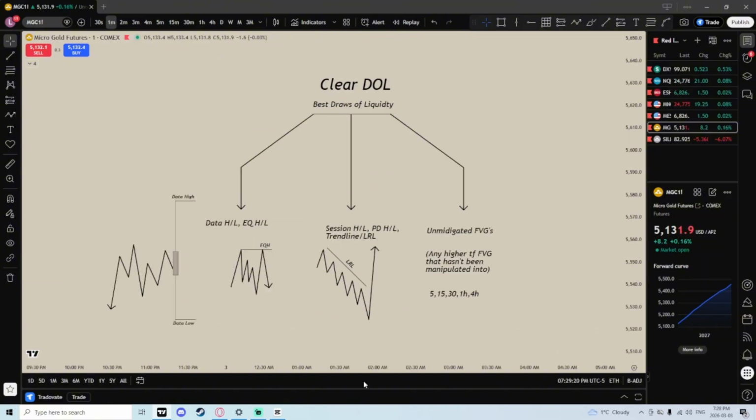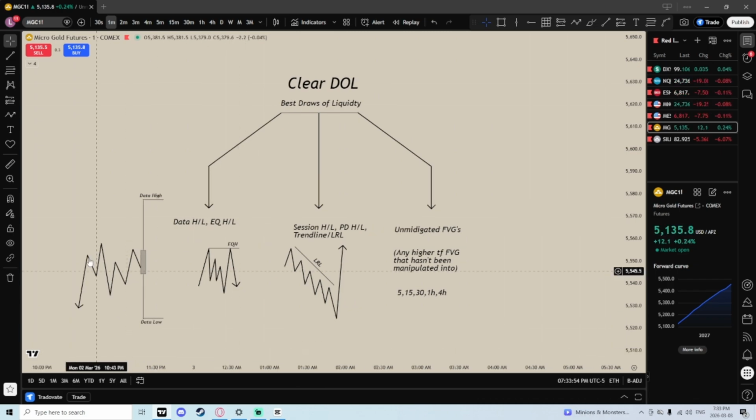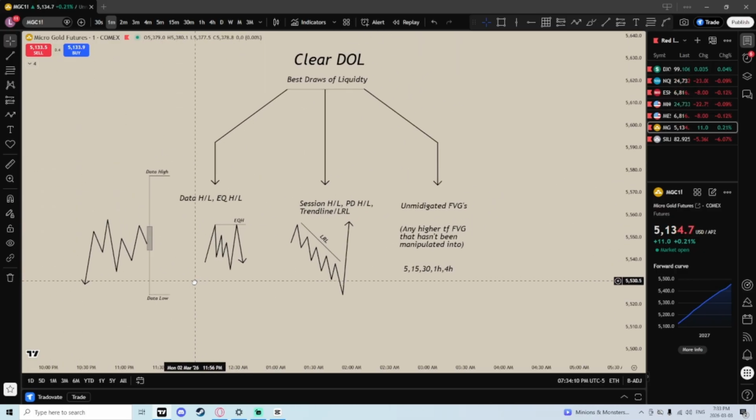The last key to this very, very simple strategy is having a clear draw on liquidity, and this is the most important part of the entire thing. If you don't have a clear draw on liquidity, you don't have a setup. Coming up first on the left, we have data highs and lows and equal highs and lows. So what a data high or low is, when we have high impact news, we will likely leave these larger wicks on the upside or the downside, and this is a very clear draw on liquidity because price tends to rebalance these as its first objective of the day.